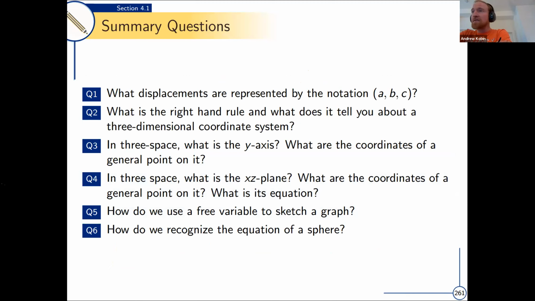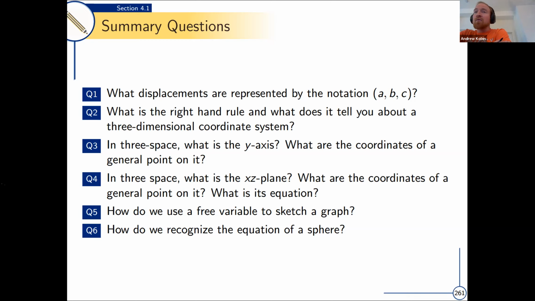Here are a few summary questions, and I actually have some exercises at the end of the video as well. The summary questions just ask you to reflect a little bit about all of the notation and different procedures we've learned. So what sort of things are represented by the notation (a, b, c)? First of all, we know it's the address of a point in R^3, or in real 3-dimensional space, but what types of displacements or distances can be represented by a, b, c, the coordinates of that point? Other than just that single point's location, what else is represented by that?